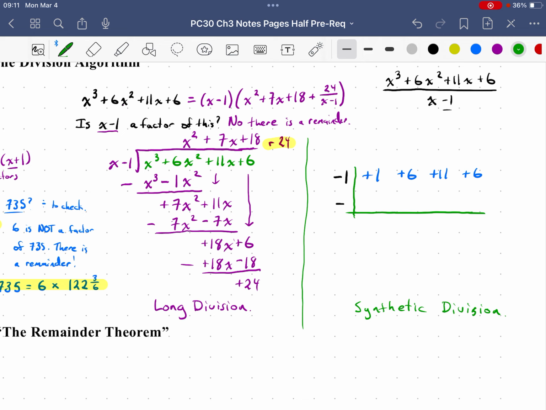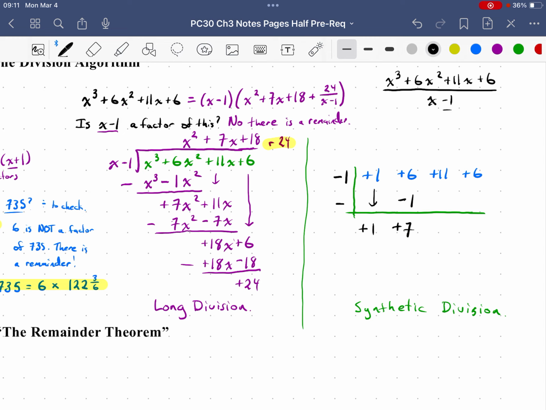Now this becomes very algorithmic. We just go to the answer. The first thing that we're going to do is drop down this plus 1. Then we're going to take negative 1 and plus 1, multiply them together and put it right here. So negative 1 times plus 1 is negative 1. Then we're going to do plus 6 subtract minus 1. Plus 6 subtract minus 1 is plus 7.